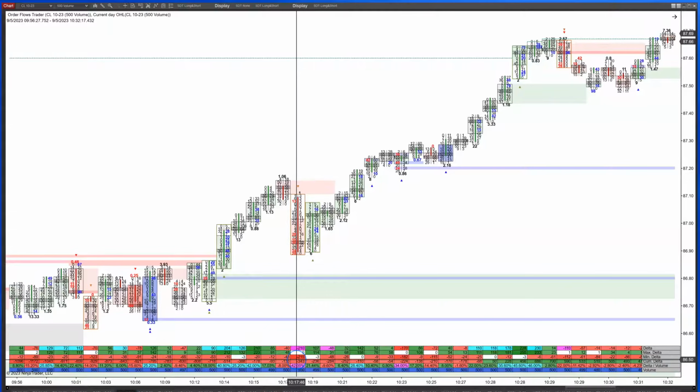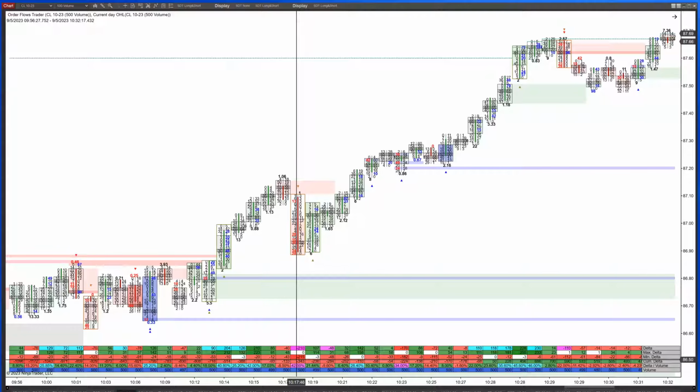Or same thing in the min delta, the aggressive sellers, right? If they were never in control, min delta would show 0. If they were in control for just a split second, you'd probably have a min delta of -1, -2, -3. Now in the Orderflows Trader software, we highlight those min deltas and max deltas that are at 0, 1, 2, and 3, or 0 and -1, -2, -3 for min delta, right?